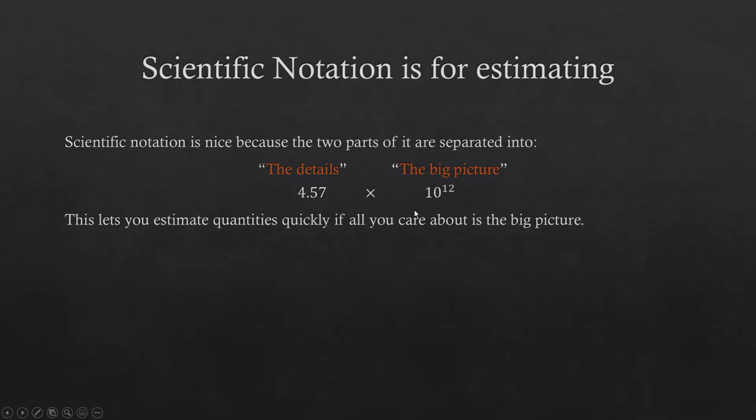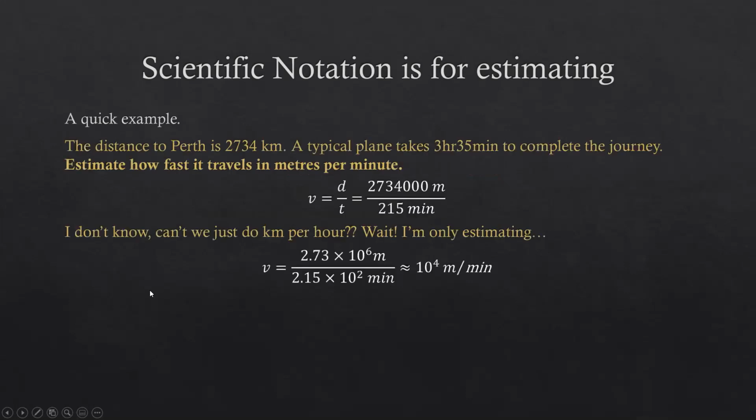So let me show you a couple of examples of that, and then we'll be done. We'll have some time for some questions, and then I'll let you go. Okay, so let's say you know that the distance to Perth is 2,734 kilometers, and you know that a typical plane takes 3 hours and 35 minutes to complete the journey. And I want to estimate how fast it travels in meters per minute. Now that's a weird unit, but you might be thinking, oh, well, every minute, how far are we going? I can think through that in my head, and I can have a general sense of how fast this thing is going, right?